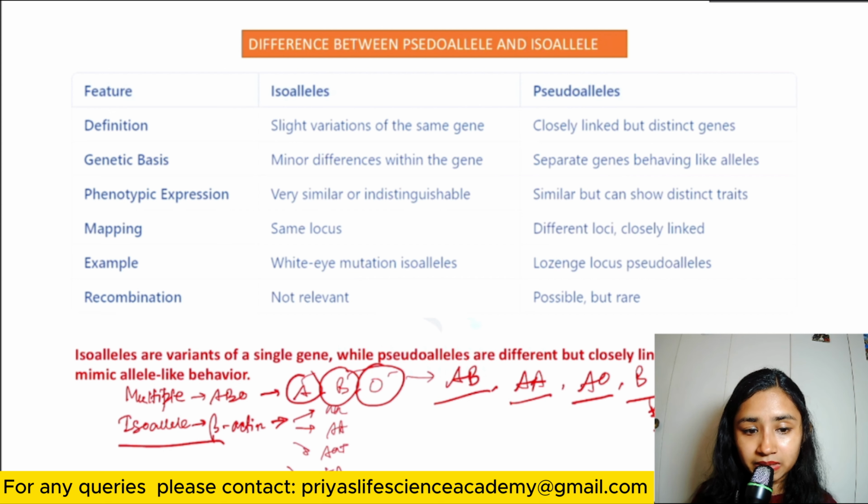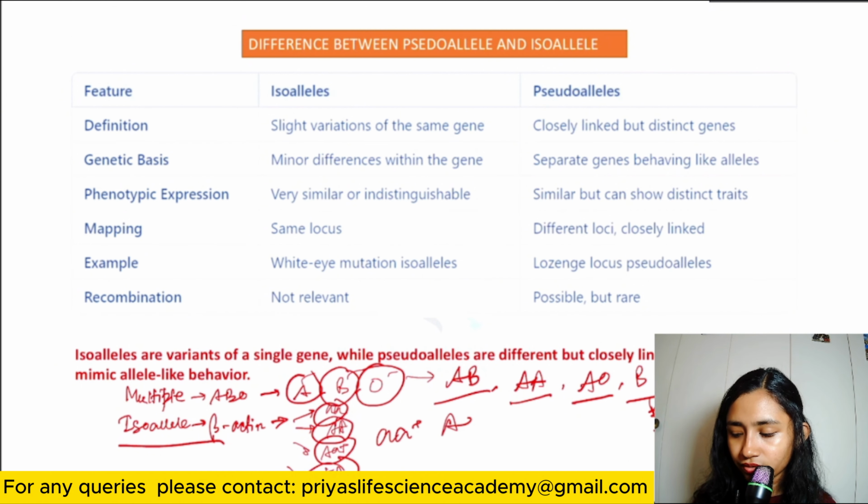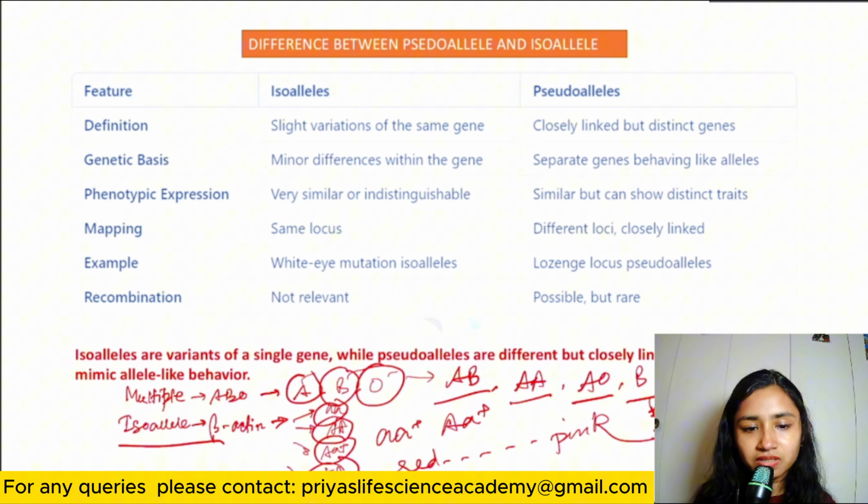Just very simple. But in case of isoallele, allelic variants are high. There can be so many variants of alleles that from red color to pink color we can get so many variations. Okay, so this is the difference between multiple allele and isoallele.